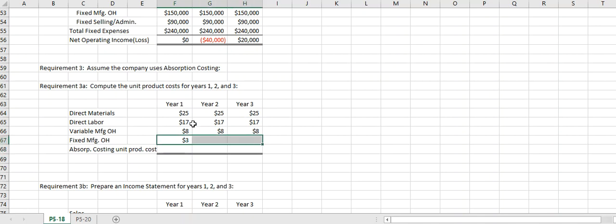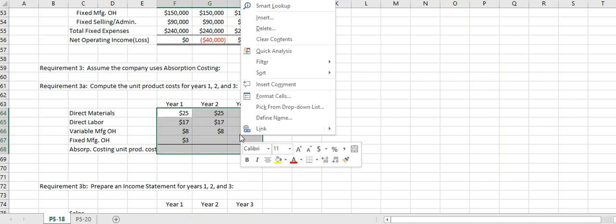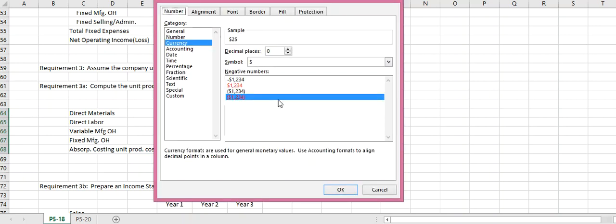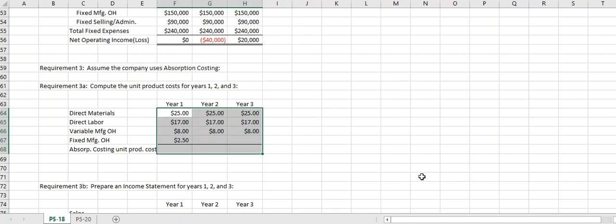Let me fix these so we've got some decimals so we can look at that. All right, so we've got $2.50 in fixed manufacturing overhead per unit. In year two, we're going to again work with $150,000 in fixed overhead.